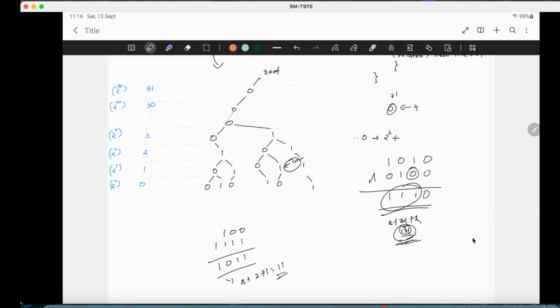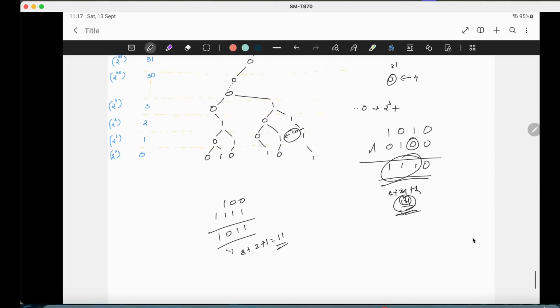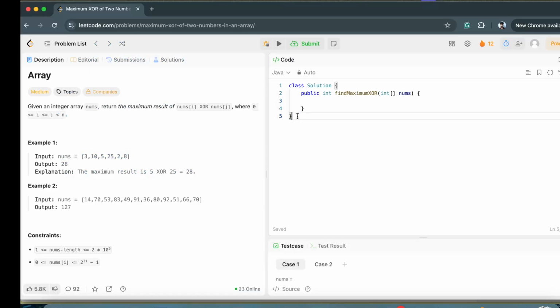So let me start writing the code because it is taking a lot of time to explain. I'm not explaining further. While writing the code, I'll explain the code. So the first thing is, let's create the trie. And here I'll be having 2 instances at each level. And let me define a constructor here so that I can initialize these children.